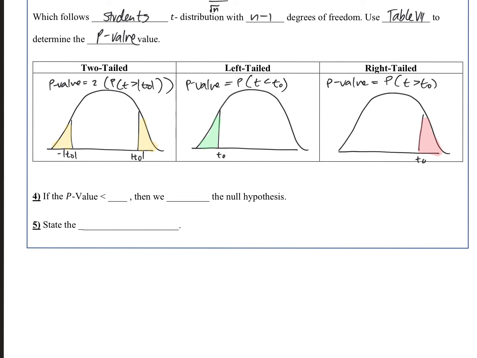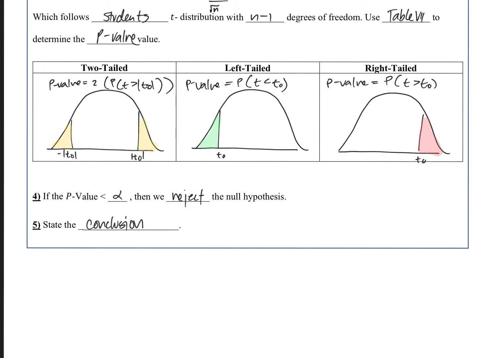And then, if we find that the p-value is less than alpha, okay, so alpha being our level of significance, then we reject the null hypothesis. And lastly, we will state the conclusion. Okay, so those are the two different types of ways of approaching the problem. We have the classical approach and the p-value approach.